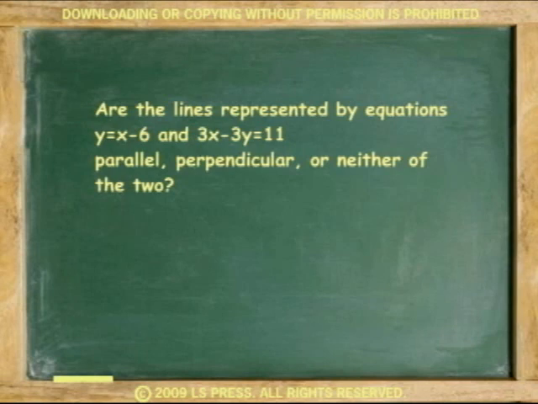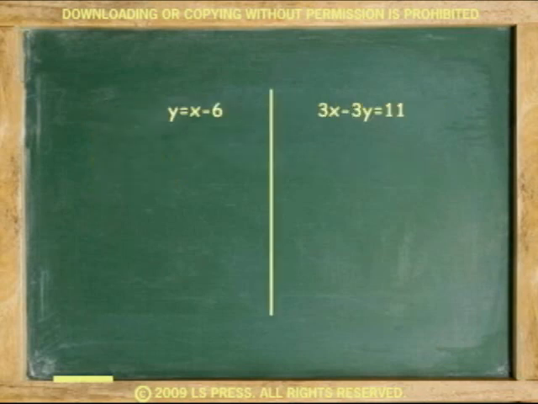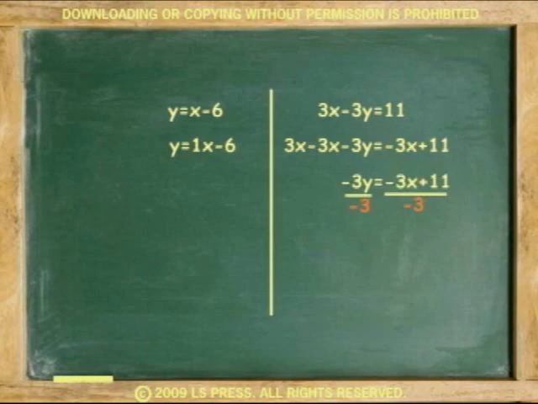One last example. Are the lines represented by the equations y = x - 6 and 3x - 3y = 11 parallel, perpendicular, or neither of the two? The slope of the first equation, taken from the coefficient of x, is 1. Turning the second equation into y-intercept form, subtract 3x. Divide the whole equation by negative 3.